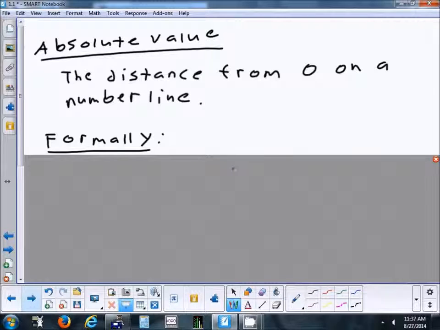If I ask you to take the absolute value of a number that's greater than or equal to 0, what do you need to do? If I ask you to take the absolute value of a number that's already greater than or equal to 0, what do you have to do? Oh, Cody? Can you repeat the question? So if I ask you to take the absolute value of a number that's greater than or equal to 0, what do you need to do?